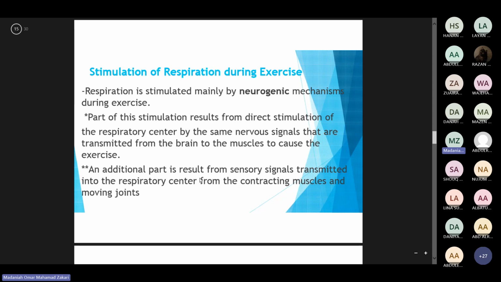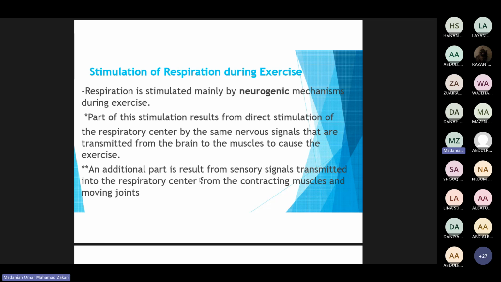Stimulation of respiration during exercise again. During exercise, respiration is stimulated mainly by a neurogenic mechanism. So part of this mechanism, stimulation results from direct stimulation of the respiratory center by the same nervous signals, of course. This is a hierarchy for control. We have the medulla, the pons, and different groups of controllers for respiratory ventilation. These are signals that are transmitted from the brain to the muscle to cause exercise.